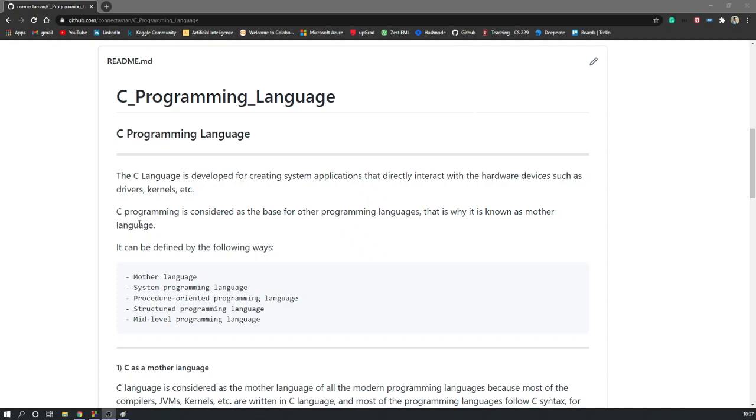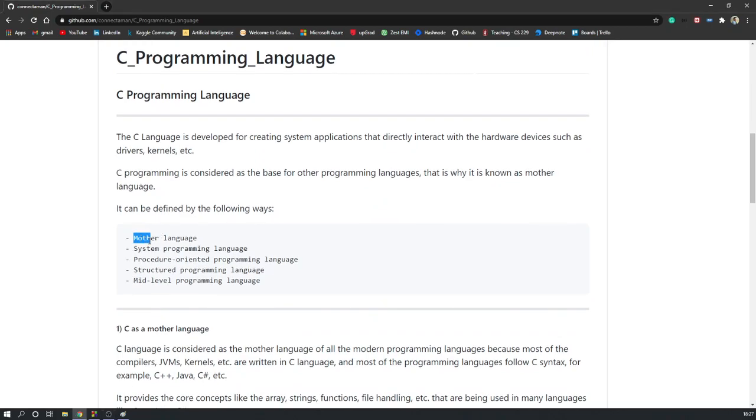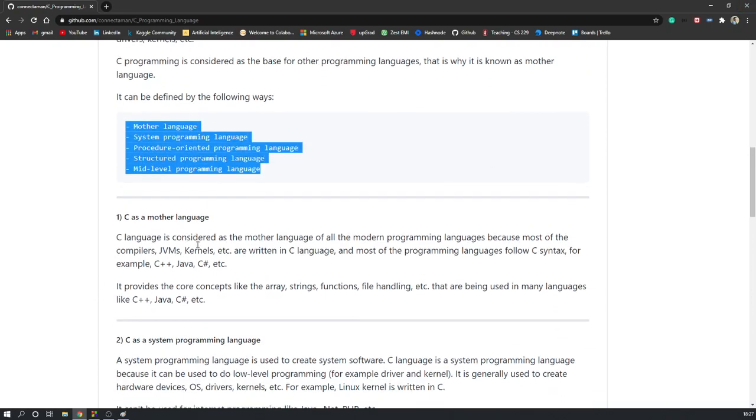Now, the C programming language is also known by many other names, like mother language, system programming language, procedure-oriented programming language, structured programming language, and also mid-level programming language. So all these are also names of the C programming language.